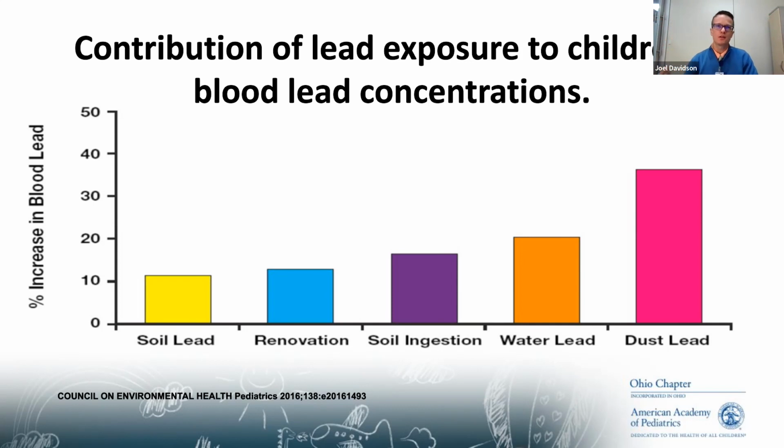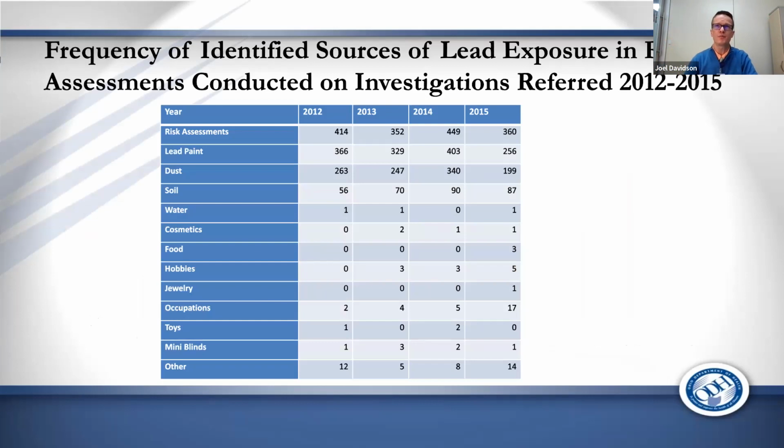Water sources, lead from renovation, and then soil are the last, in decreasing amounts, in contributing to kids being elevated. This is the national sample of information, but the state-related information that I have to share with you mirrors that. And this is from the Ohio Department of Health.